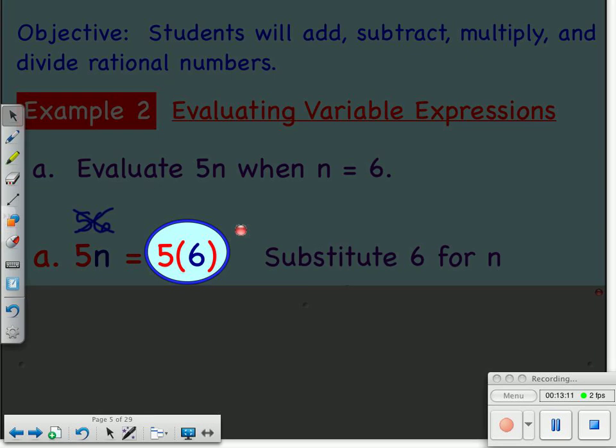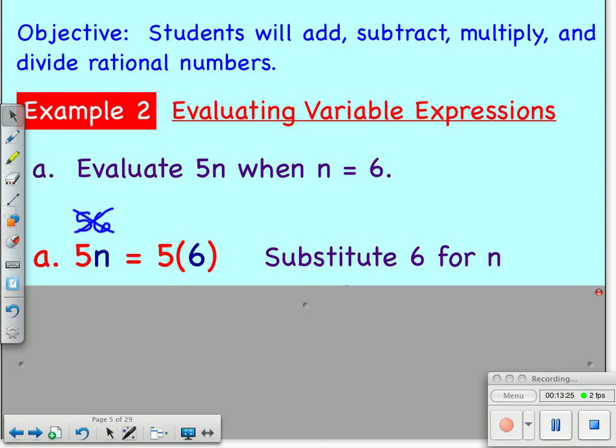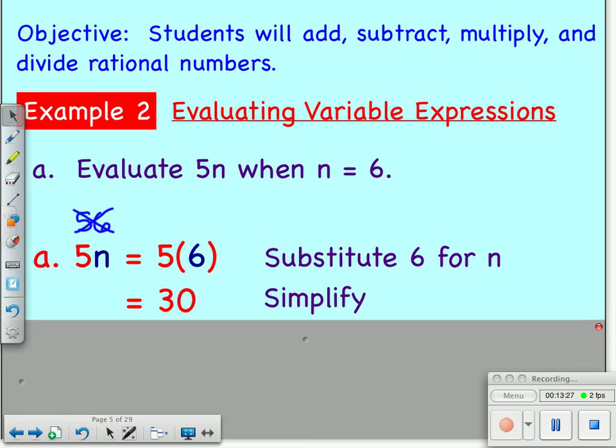So 5 times 6. Anytime you see a number next to parentheses, that also means multiply. 5 times 6 is what you should be thinking in your head to solve this problem. So now that we've used our substitution, we can go ahead and give the value. 5 times 6 is 30. This is called simplifying. It's called simplifying because you are simplifying the terms, or the factors, I should say, 5 and 6 into one digit, 30, or one number.